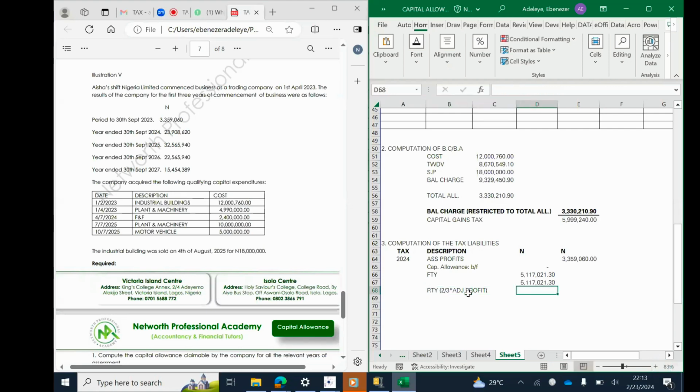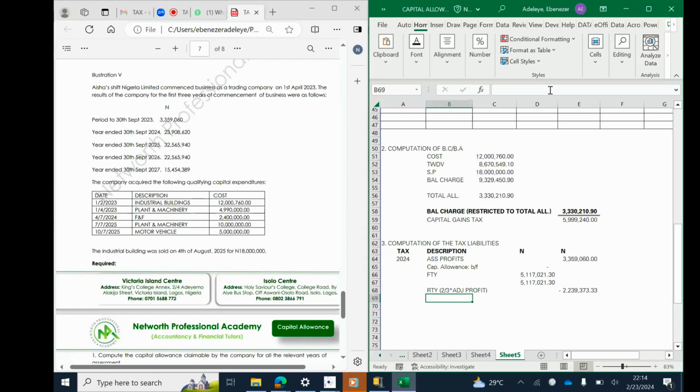Does that make sense? So it means that when I'm doing my final figure here, it will be 2 divided by 3 times this adjusted profit here. But this should even be in negative, so that it is a relief. Does that make any sense? So the remaining amount that we were not able to enjoy this year because we have to restrict will now be carried forward to the next year. So it means that our capital allowance carried forward.